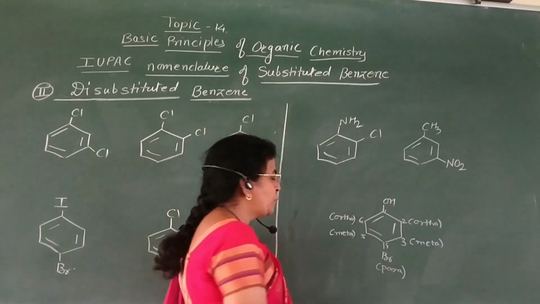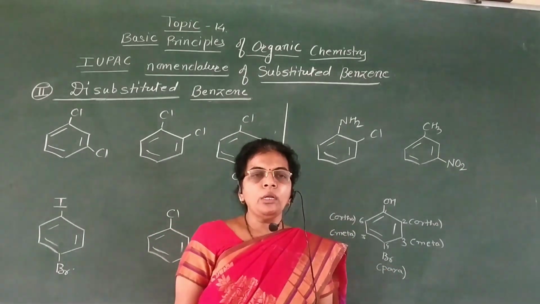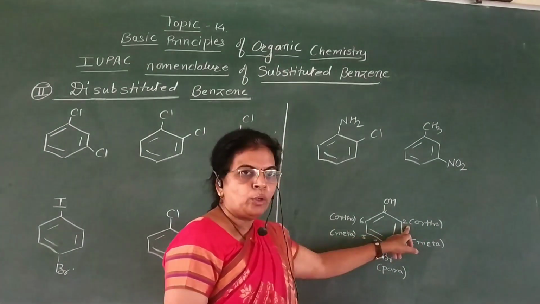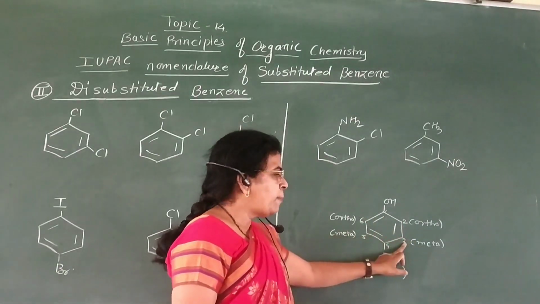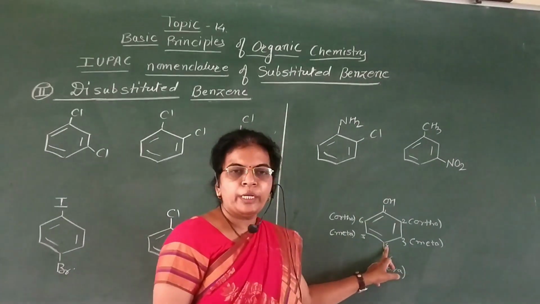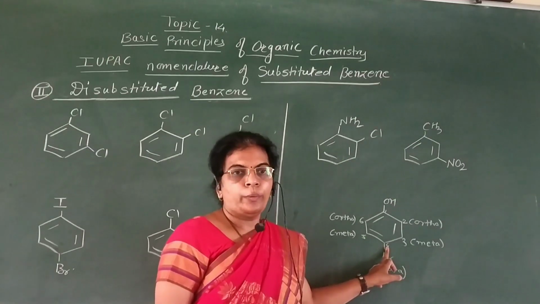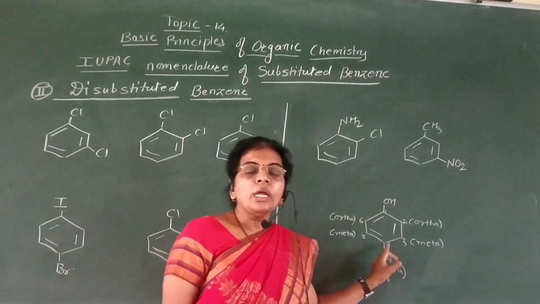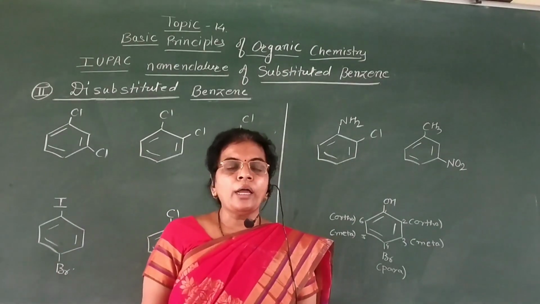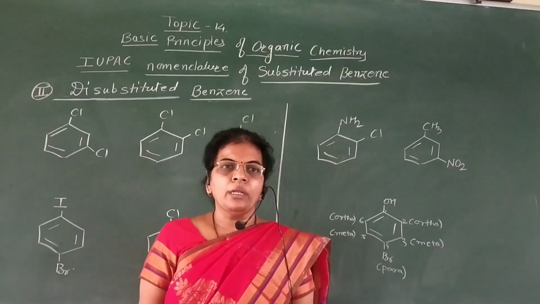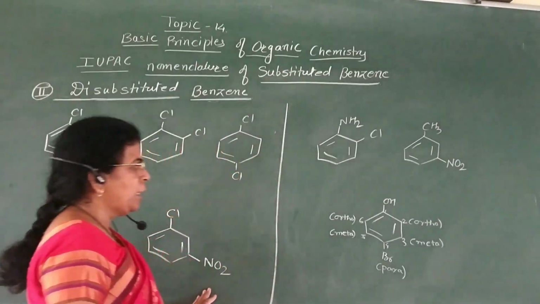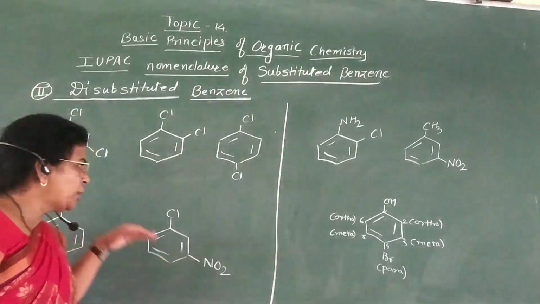Now here substituted benzene has 3 positions: ortho, meta and para. Ortho position is present at carbon number 2 and carbon number 6. Meta position is present at carbon number 3 and carbon number 5, and para position is present at carbon number 4. Now here, in case of disubstituted benzene, ortho, meta, para are used only when common names are given. But in case of IUPAC nomenclature, numbers are used. Now we can understand this by using some examples.